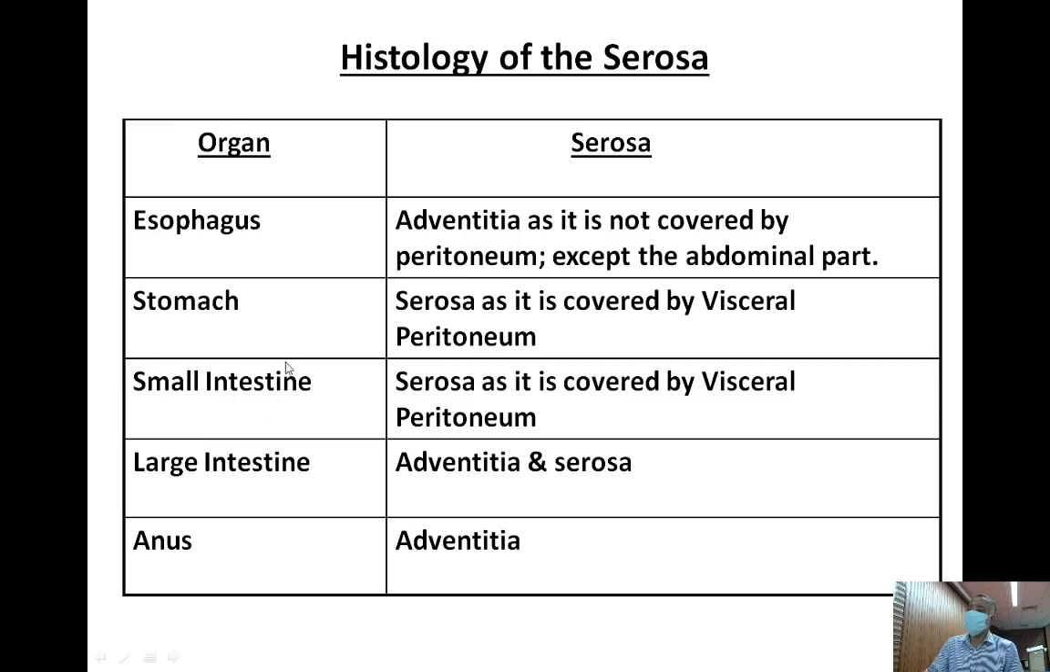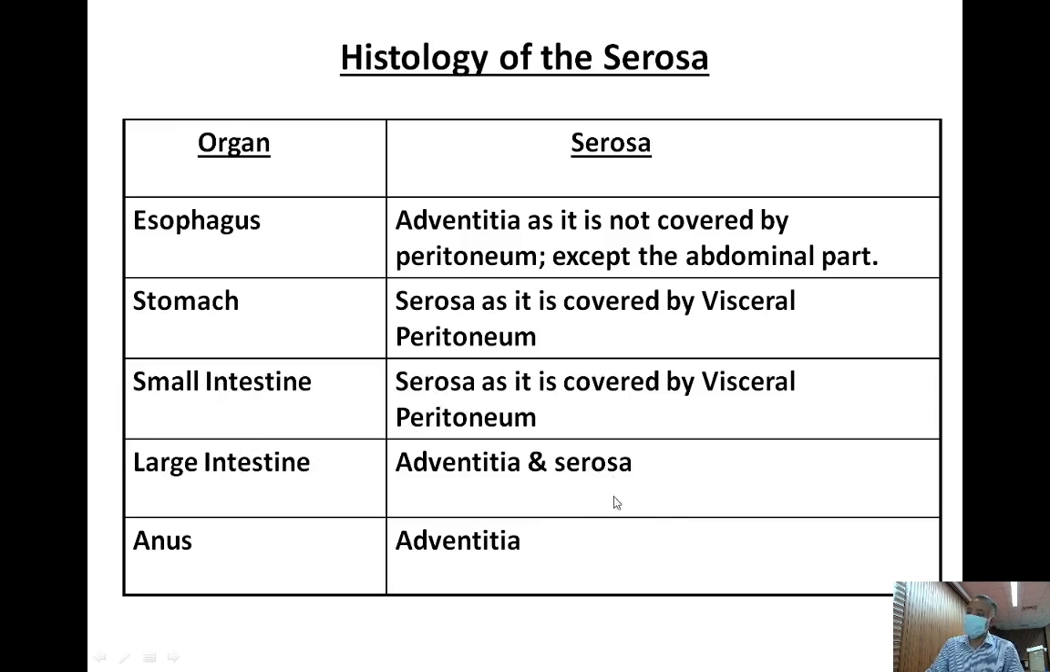Okay. Then small intestine: serosa, as it is covered by visceral peritoneum. But in the small intestine, particularly in the duodenum, some part is not covered by the peritoneum. Okay. Then large intestine, again some part of the large intestine is covered by peritoneum.